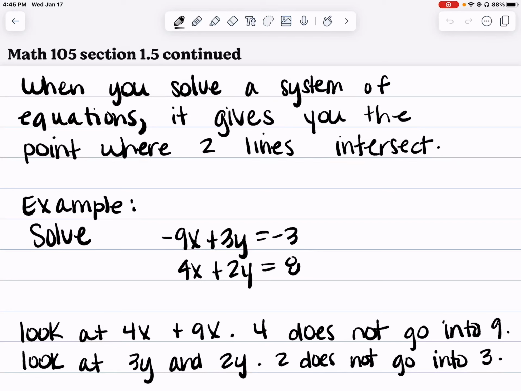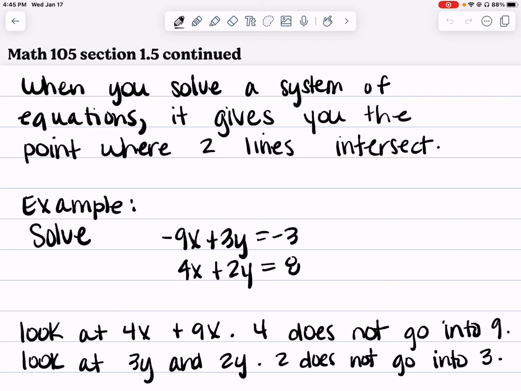Math 105, Section 1.5 continued. When you solve a system of equations, it gives you the point where the two lines intersect. Example, solve negative 9x plus 3y equals negative 3, 4x plus 2y equals 8.